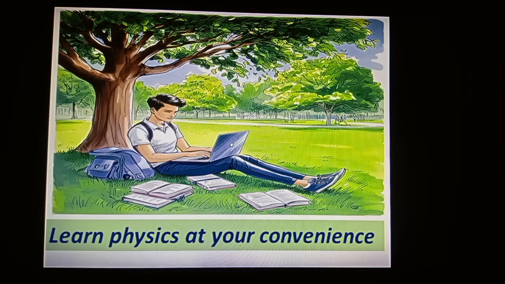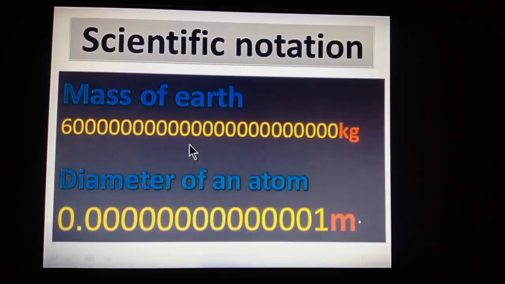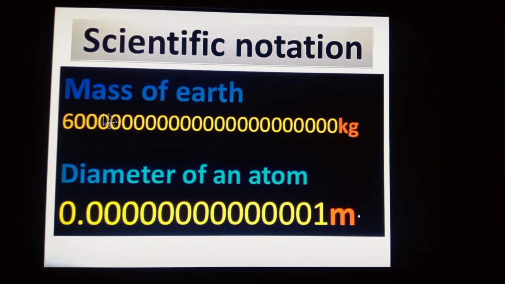Let us start today's lesson. The topic is scientific notation. Students, look at these two values. One is the mass of the earth in kilograms. That is a very big number having a large number of zeros. The other quantity is the diameter of an atom in meters. It is a very small number having many zeros after the decimal.